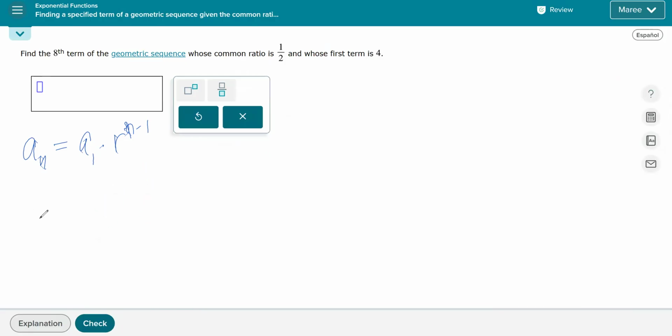So our n is 8, first term is 4. We do 1/2 raised to the 7th power.